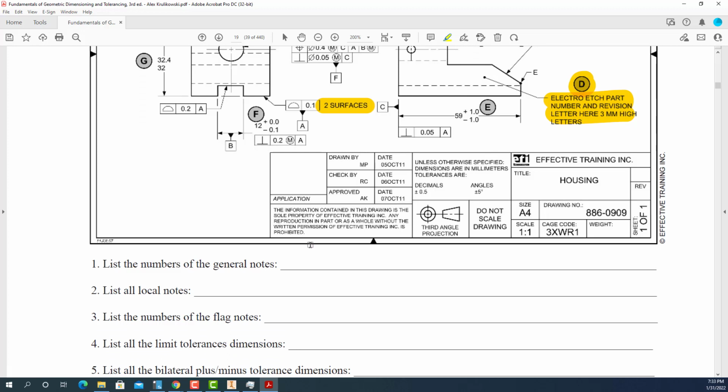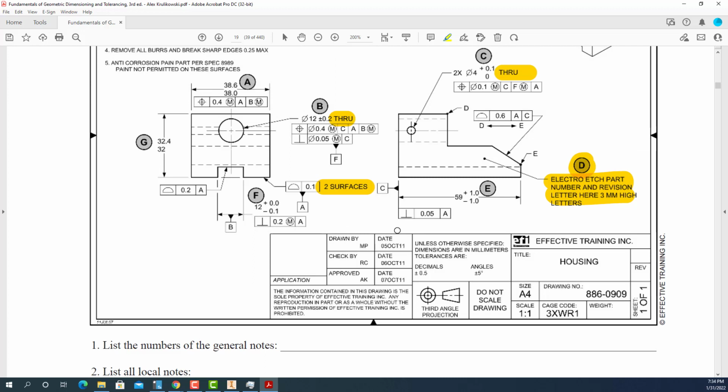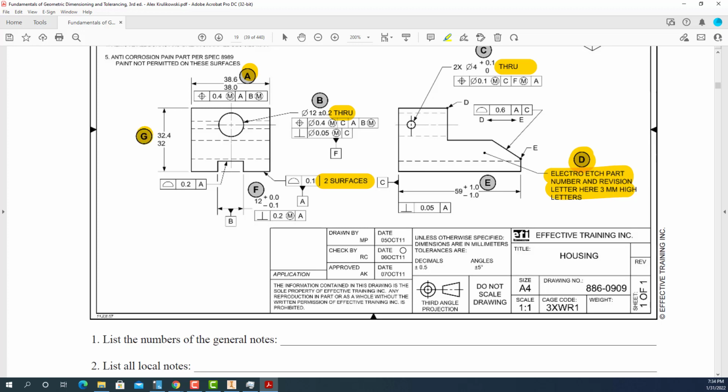List all the limit tolerances. So this is where we're going to use the circled numbers. B, F, C, and E. B is equal bilateral. Now limits is going to show the high and low. I'm thinking too hard. It was G and A. A, G, E's not one. Just A and G.